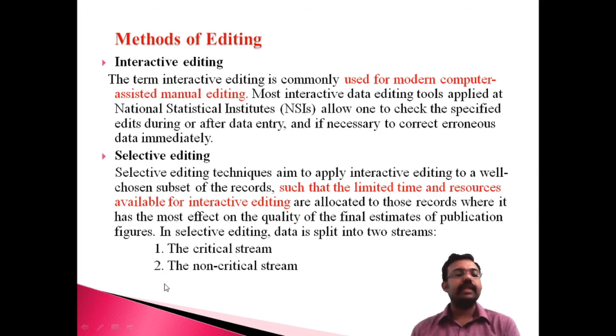And there are two important streams of selective editing: one is a critical stream, another one is a non-critical stream. These are two categories of elements related with selective editing. We can perform the critical stream and the non-critical stream. These are the parts of selective editing, and selective editing is always related to interactive editing. So the first category is interactive editing, and the second one is selective editing.